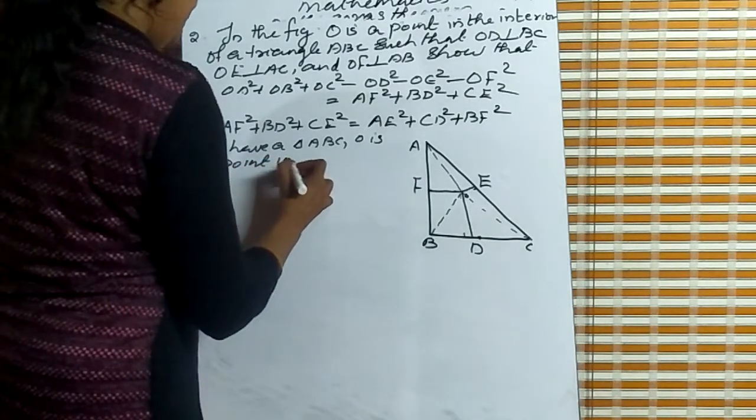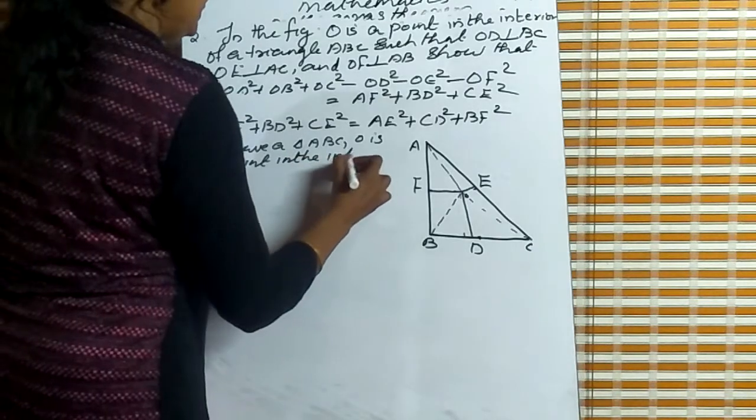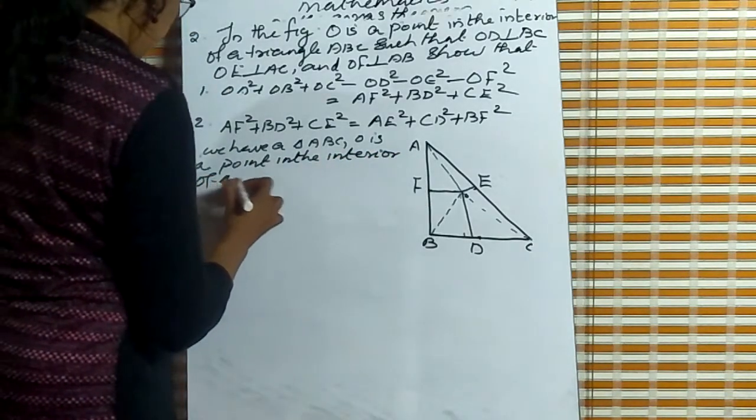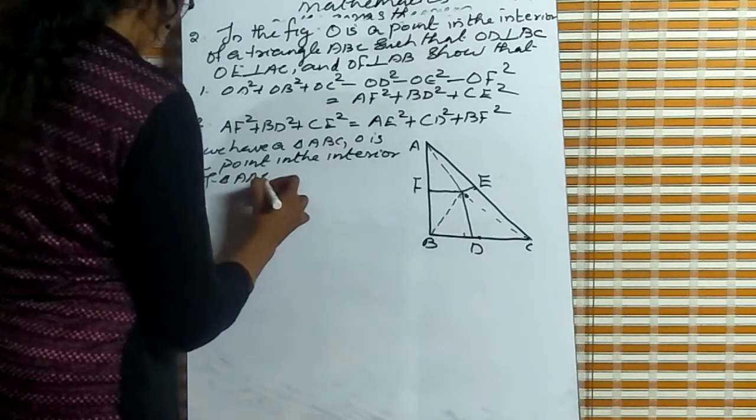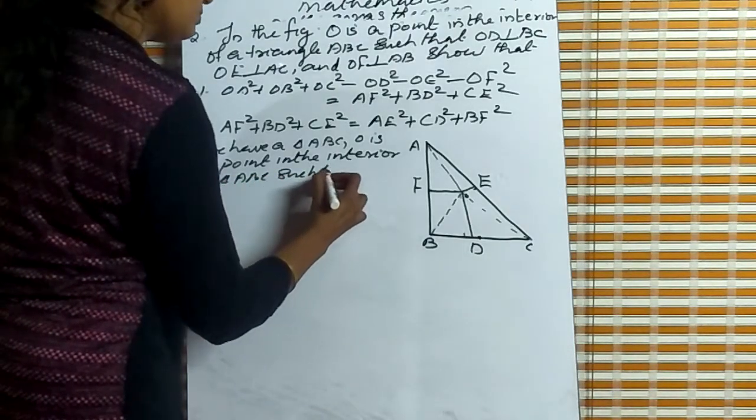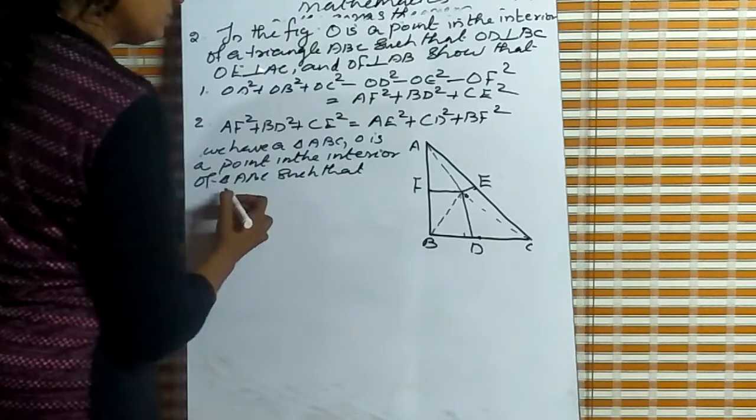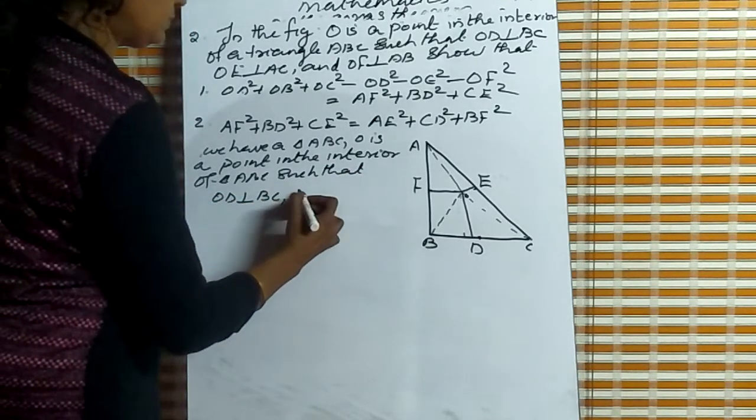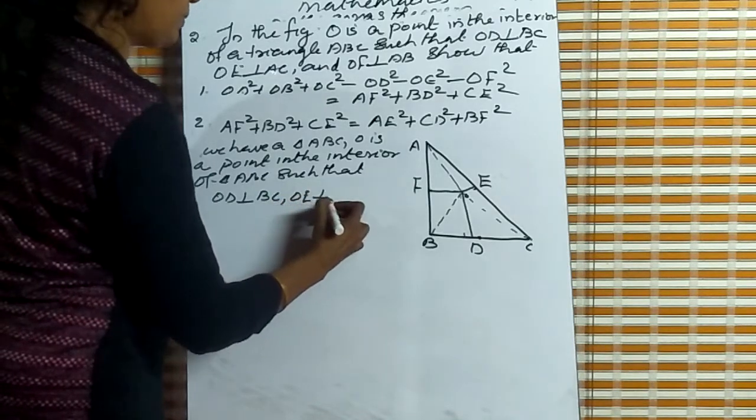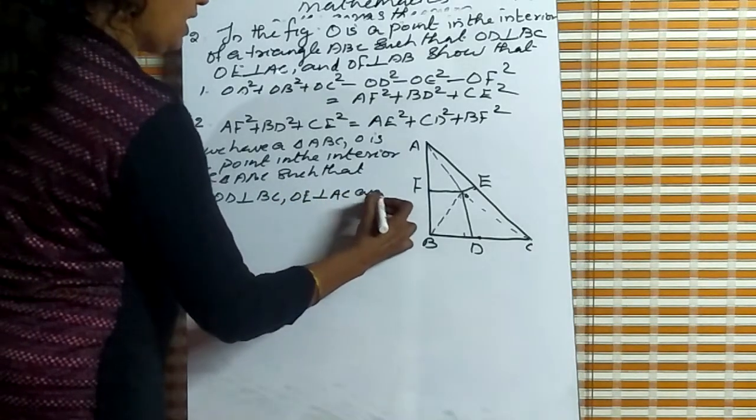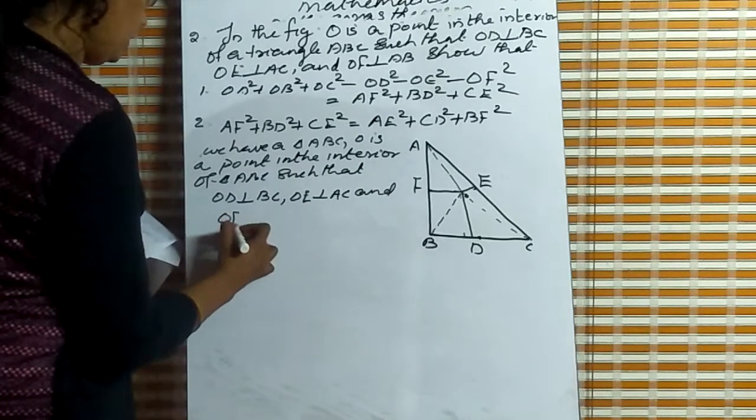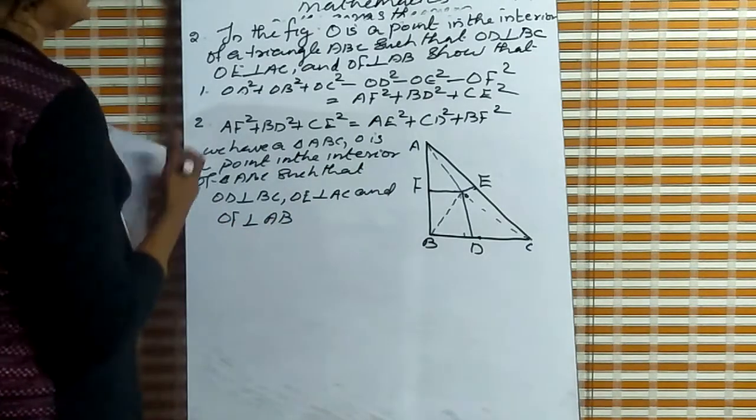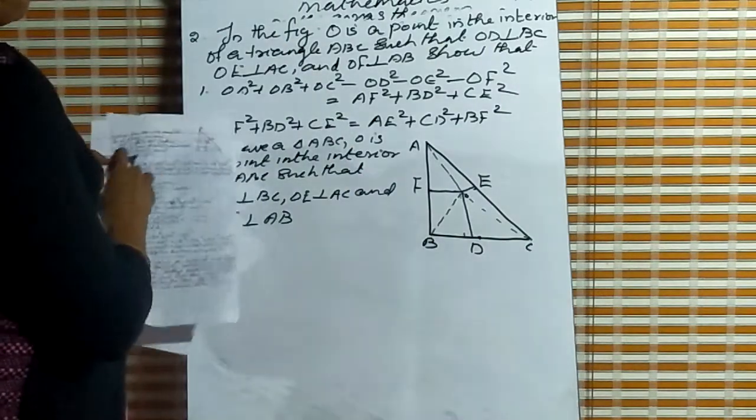O is a point in the interior of triangle ABC such that OD perpendicular to BC, OE perpendicular to AC and OF perpendicular to AB. First, what we have to prove?